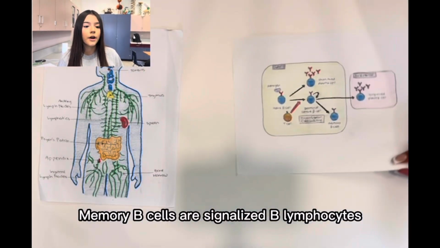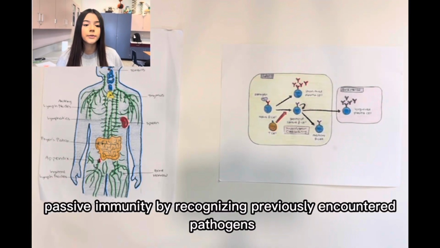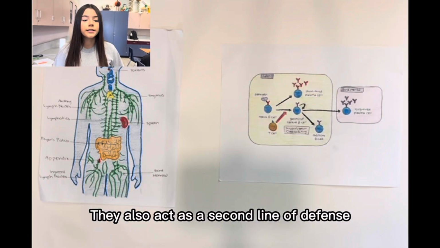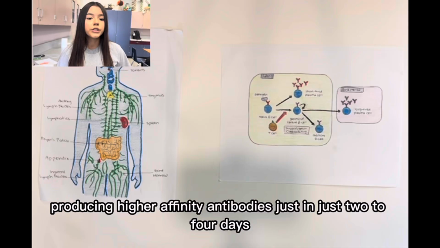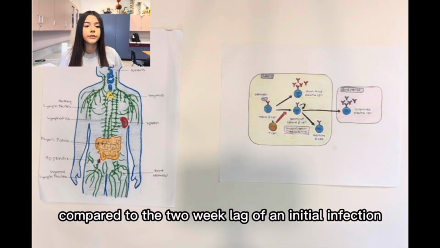Memory B cells are specialized B lymphocytes. They provide long-term fast immunity by recognizing previously encountered pathogens. They also act as a second line of defense, producing higher-affinity antibodies in just 2 to 4 days compared to the 2-week lag of an initial infection.